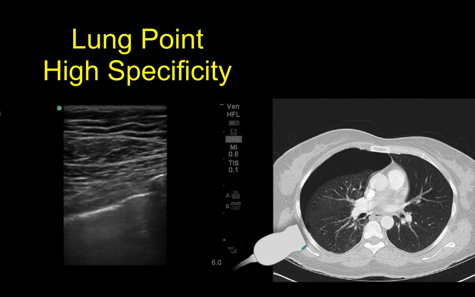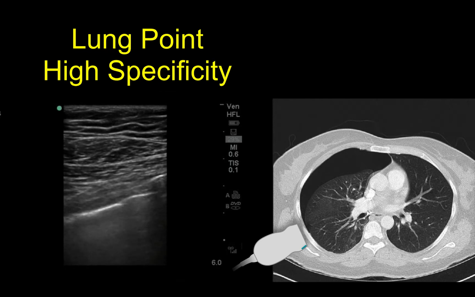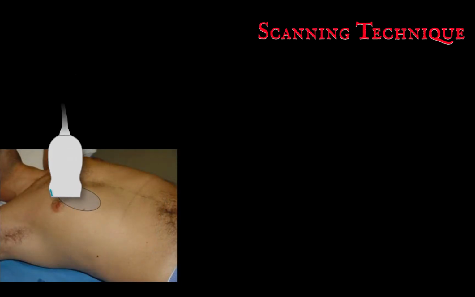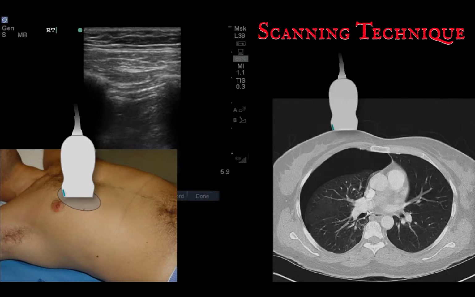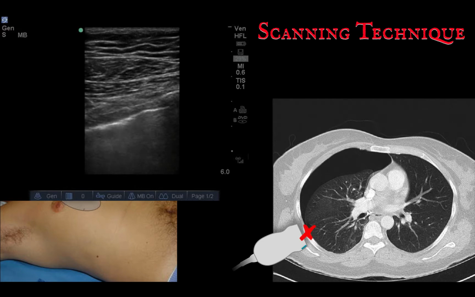Some reports have even claimed 100% specificity in the right patient population, but we'll talk in a little bit about some pitfalls to assuming that's the case. First, let's summarize the scanning technique. Start with the highest place in the chest, slide up and down to find a spot with a pneumothorax, and when you find it, slide down until you see a lung point. That's pretty much the gist of it.